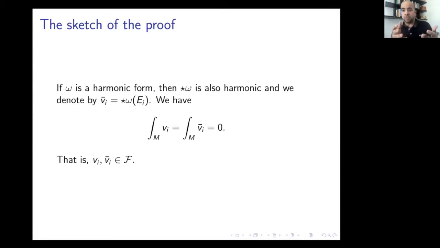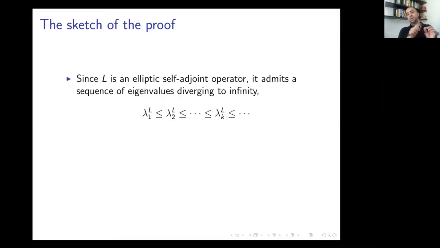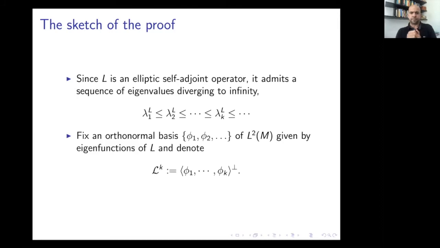So we can effectively use these functions to estimate the index. They are in the space F. Well, now, since the operator L is an elliptic self-adjoint operator, it admits a sequence of eigenvalues diverging to plus infinity. We denote them by lambda 1, lambda 2, etc. And we fix an orthonormal basis in the space L2 of M given by the eigenfunctions of this operator L. And for each fixed k, we denote by Lk the subspace of L2 which is orthogonal to the first k eigenfunctions fixed here. It's just a notation.